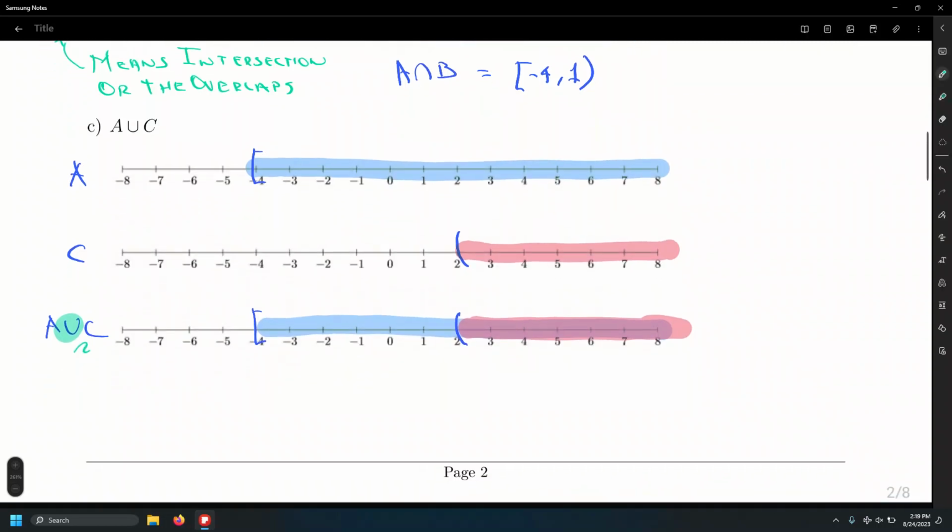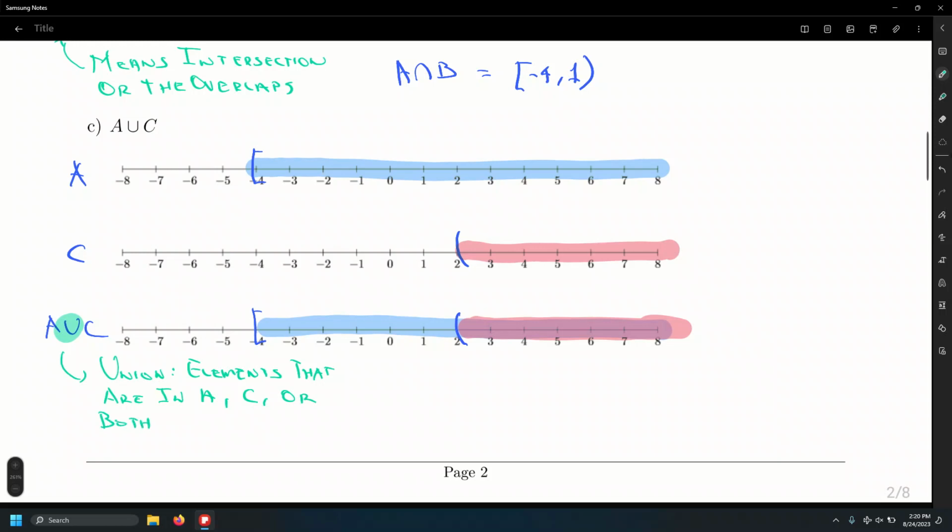So, union, which is elements that are in A, C, or both.